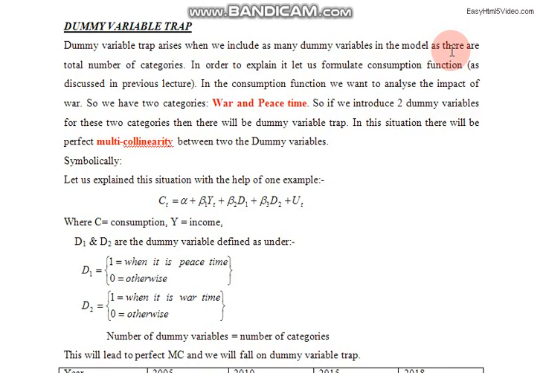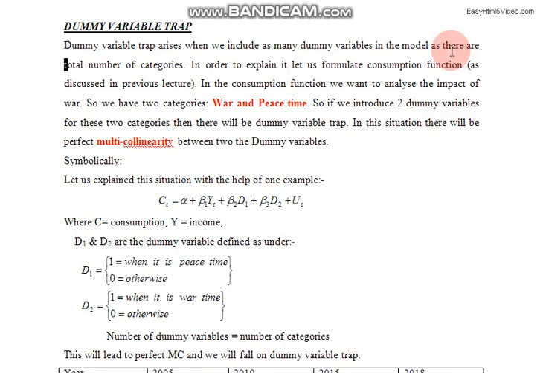So before discussing the deseasonality of the variable, first of all I would like to introduce the concept of dummy variable trap. This is a very small concept but yet a very important concept. So what is the dummy variable trap? Dummy variable trap arises when we include as many dummy variables in the model as there are total number of categories. So if there are two categories and you include two dummy variables, then there will be a dummy variable trap. In order to explain it, let us formulate a consumption function.